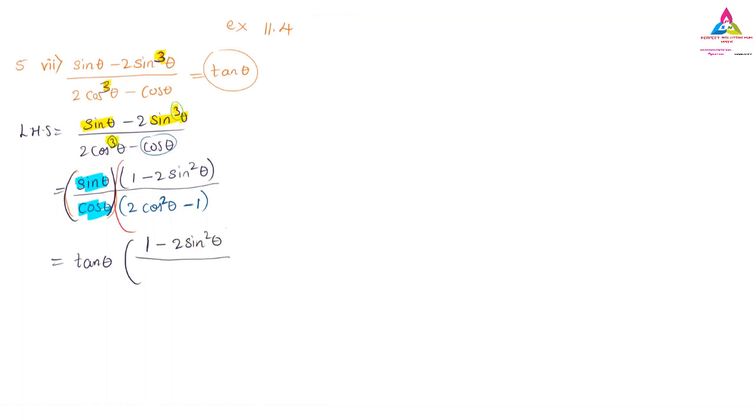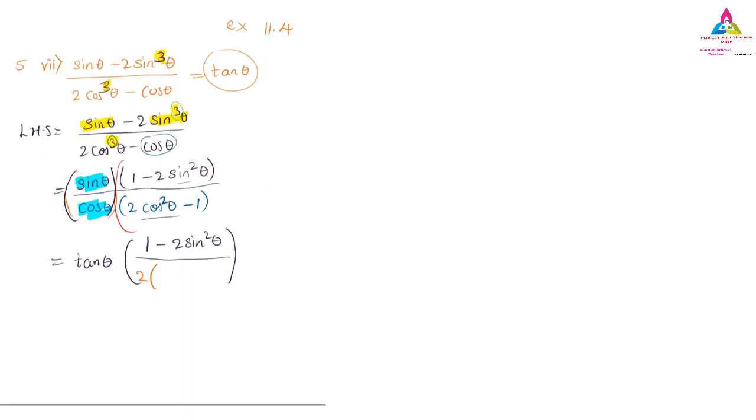I am not making any changes in the numerator. You have to change a denominator or numerator, it is left to you. I will change the denominator. I have kept the 2 as it is, but here I will do the thing. Cos square theta, I will write down in terms of sin square theta. So how to write down that cos square theta in terms of sin square theta?